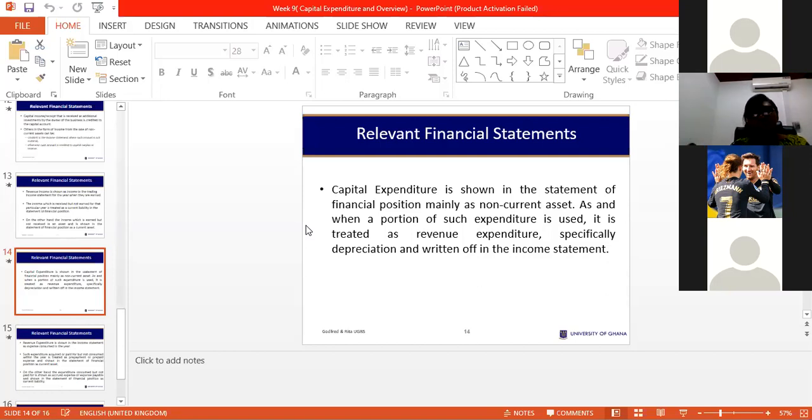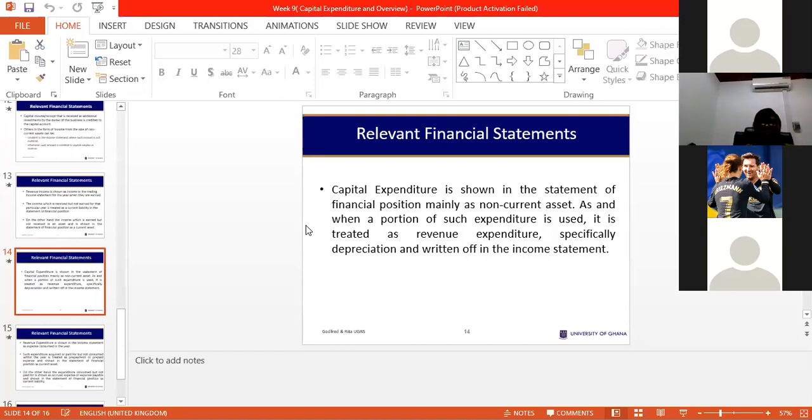Electricity bill, water bill on a building, maybe fuel on a motor vehicle, maintenance on motor vehicle, insurance. These are revenue expenditure. But the amount we spent to acquire the capital item is the capital expenditure, and that will be reflected in our statement of financial position. But in maintaining it, we refer to those maintenance costs as revenue expenditure, and that is written off in the income statement.